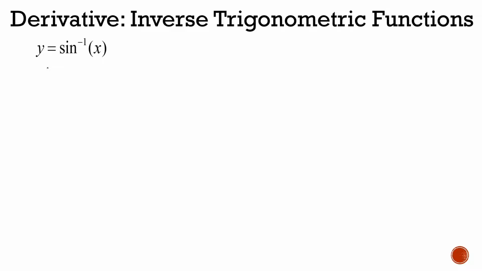So let's say we have y equal to inverse of sine of x. First, since we don't know how to take the derivative of an inverse function, we're going to rewrite it into the equation that we know how to take the derivative of. Using the properties of an inverse trigonometric function, we could rewrite this as sine of y is equal to sine of inverse of sine of x.